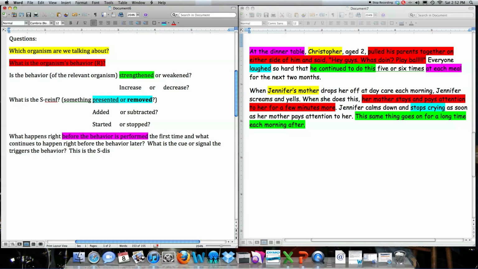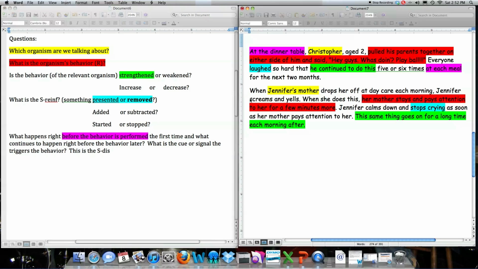What is the aversive stimulus? What is the discriminative aversive stimulus? Well, in this case, I think it's when Jennifer screams and yells. This is something bad and the mother wants it to stop, so she does this. Jennifer stops crying. Now Jennifer is training her mother, basically. Jennifer is reinforcing the behavior in her mother. And we know this because the same thing goes on for a long time, day after day.